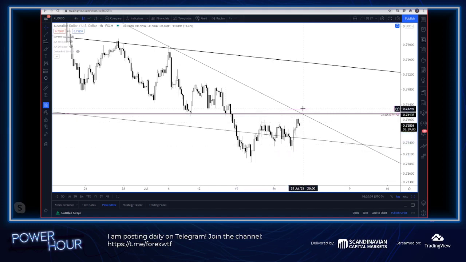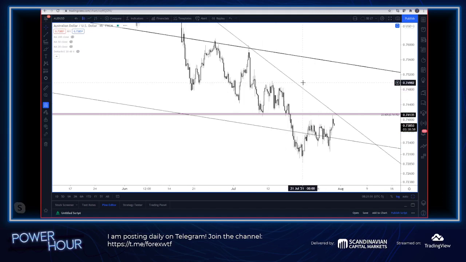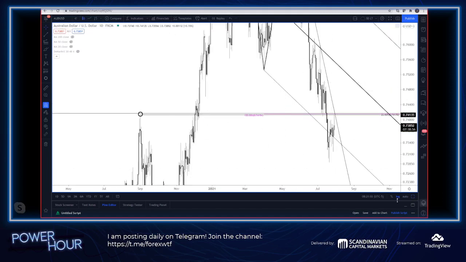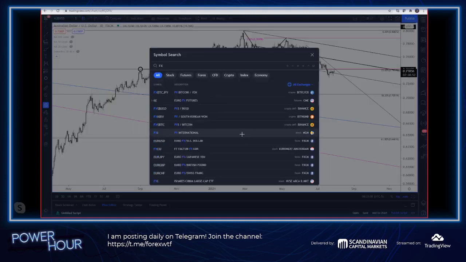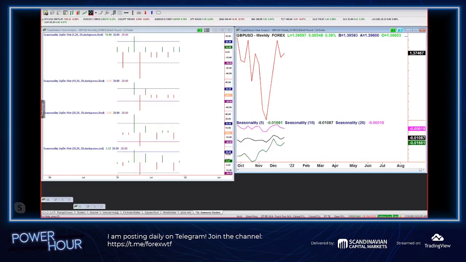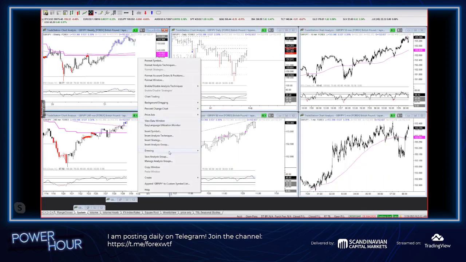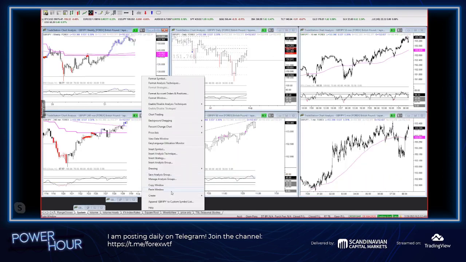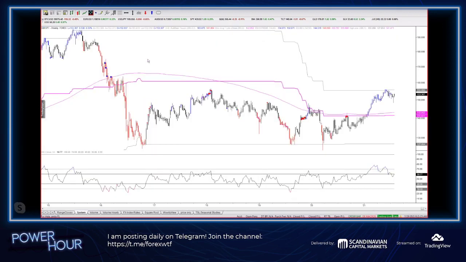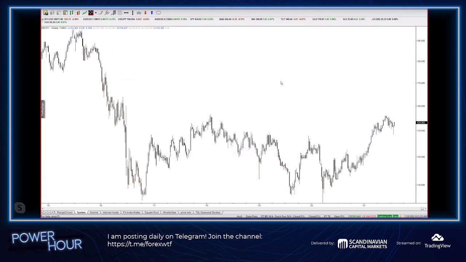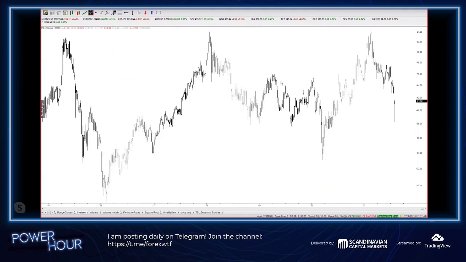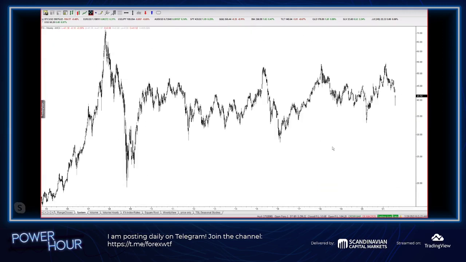I'm actually surprised that Aussie hasn't come off a lot more given what's happening in the Chinese equity markets. And if you've been paying attention to that, let me bring in FXI real fast. Let's get rid of this stuff here. All right, so FXI, which is just the large cap China ETF.